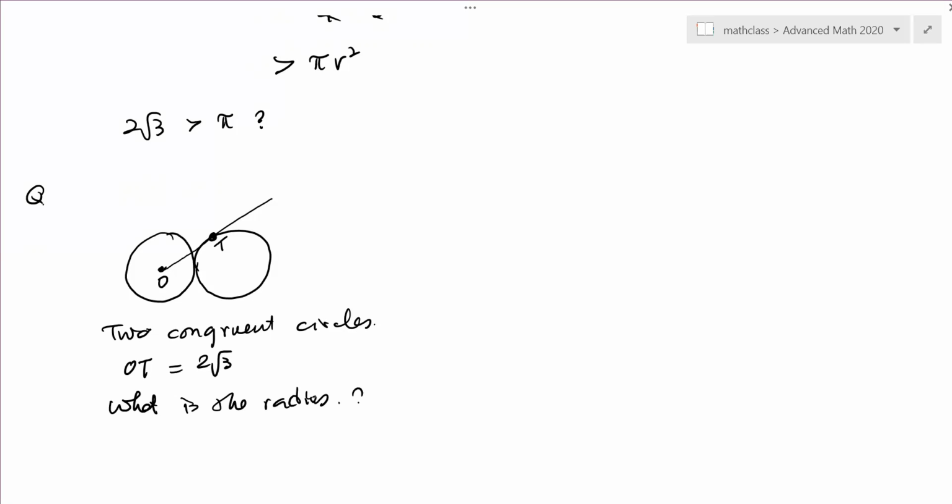Yeah, I want to have a try. Okay. Remember what I told you: connect the important points. What are important points here? Tangent point, center of circles. Okay. Then you will maybe get some ideas.